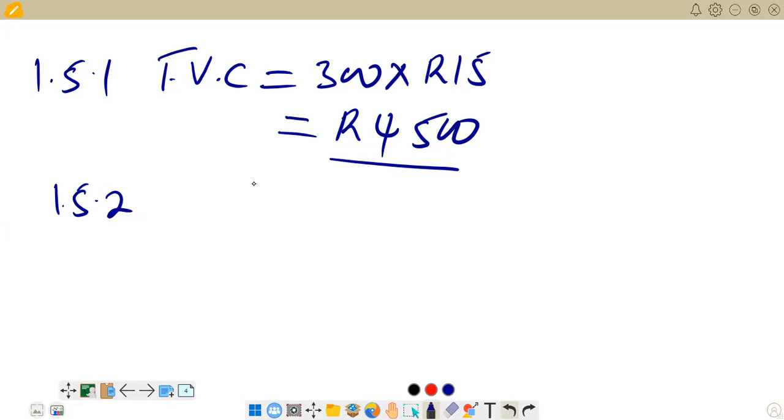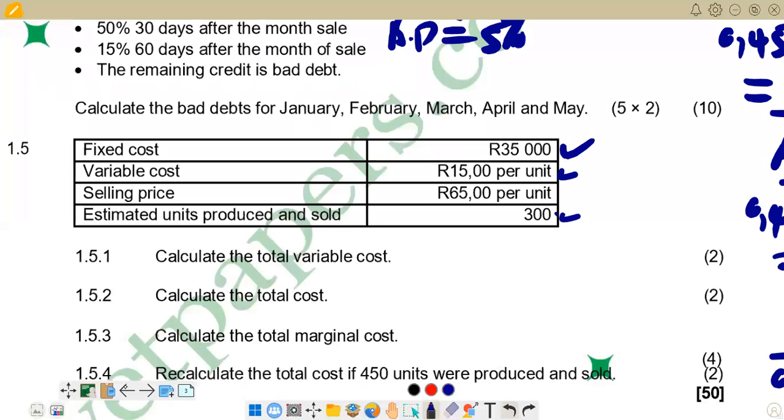1.5.2, we go back to see what 1.5.2 is requiring us to calculate. This one is saying calculate the total cost, and we know that total cost is equal to variable costs plus fixed costs. And our fixed cost we are given is 35,000, and then the variable cost is the one that we calculated there.